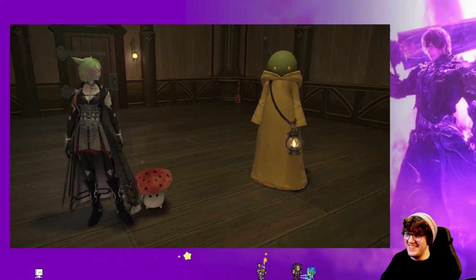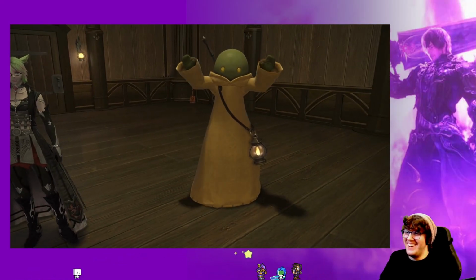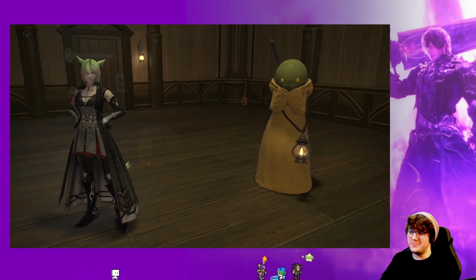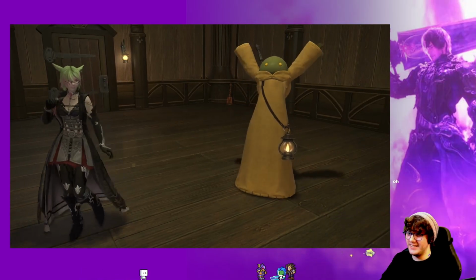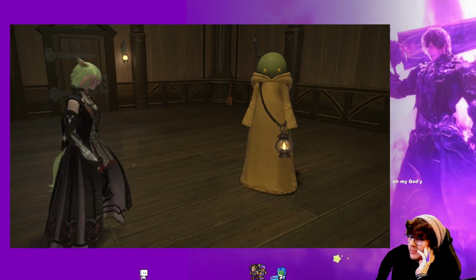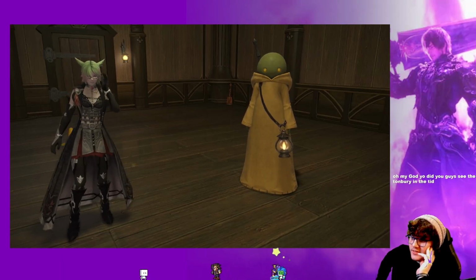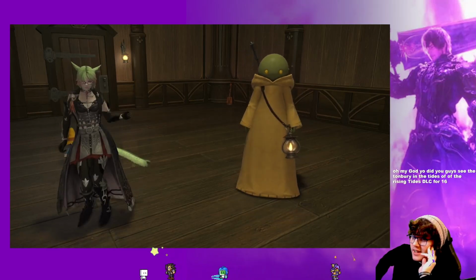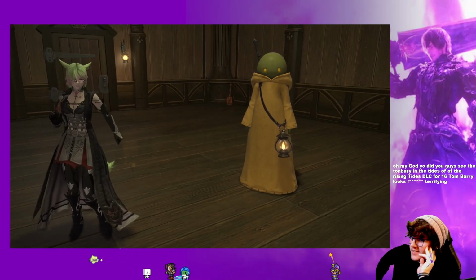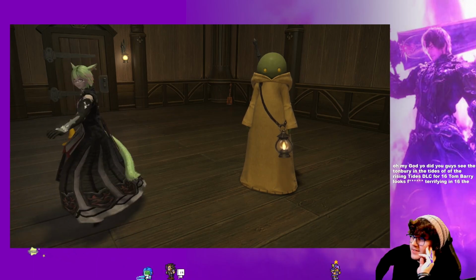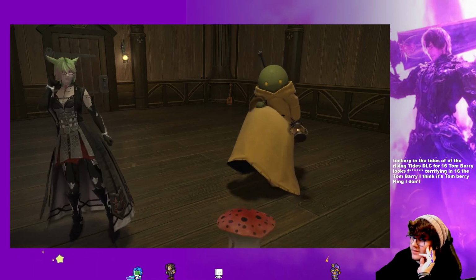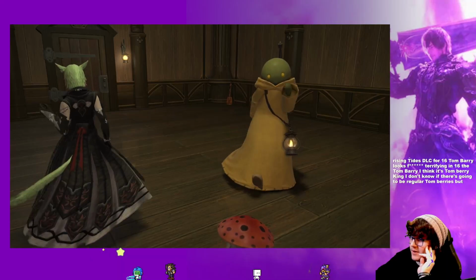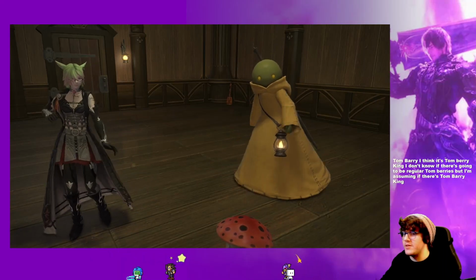That's so funny. Oh my god. Did you guys see the Tonberry in the Rising Tides DLC for 16? Tonberry looks terrifying in 16. I think it's Tonberry King. I don't know if there's going to be regular Tonberries, but if there's Tonberry King, it looks terrifying.